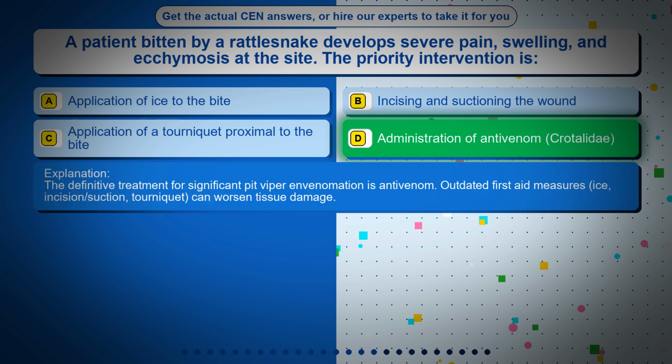The definitive treatment for significant pit viper envenomation is antivenom. Outdated first aid measures, ice, incision/suction, tourniquet, can worsen tissue damage.